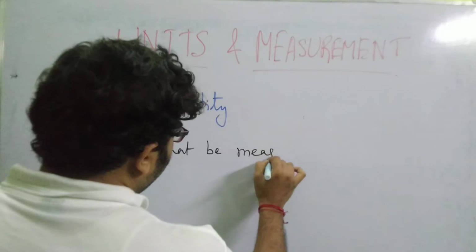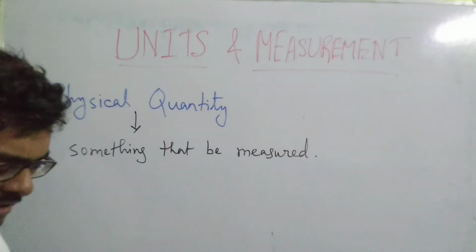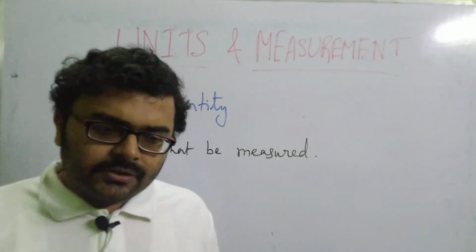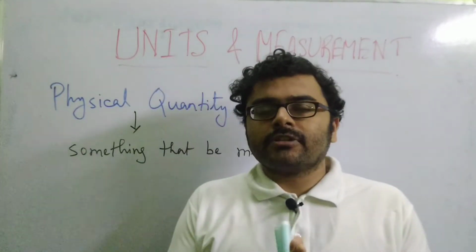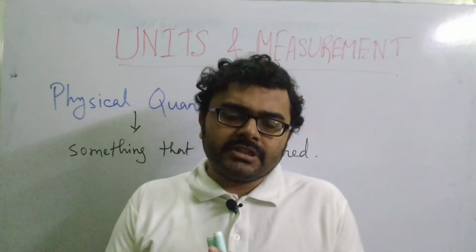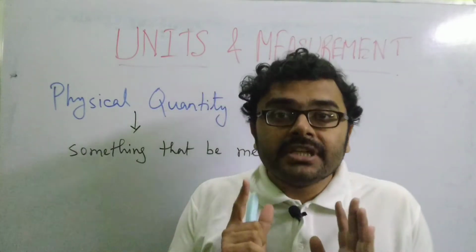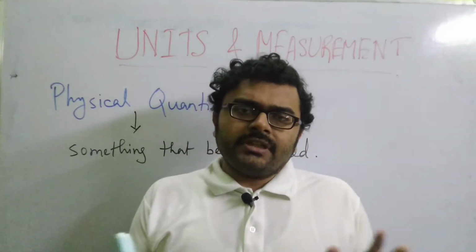Anything that can be measured can be regarded as a physical quantity. Like consider length, you can measure it. Mass, you can measure it. Volume, you can measure it. So all these things are physical quantities as they can be measured. So I think the term physical quantity is okay.